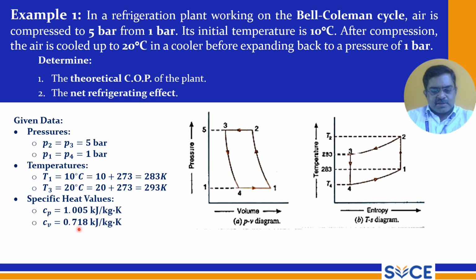So these are the data available. We have 283 as T1, T2 is unknown, T4 is unknown, and we have T3. With this, we have to calculate the theoretical COP as well as the net refrigerating effect.